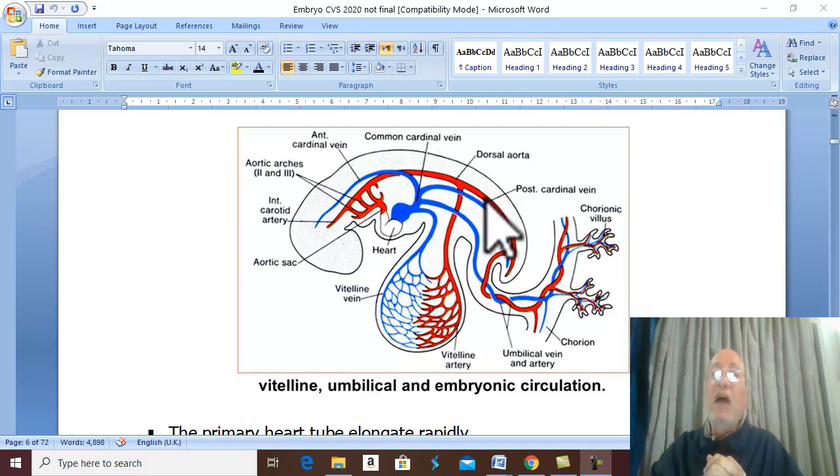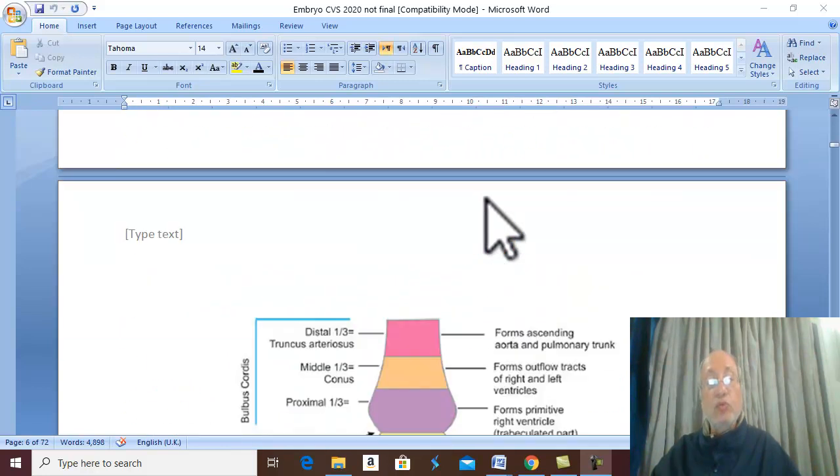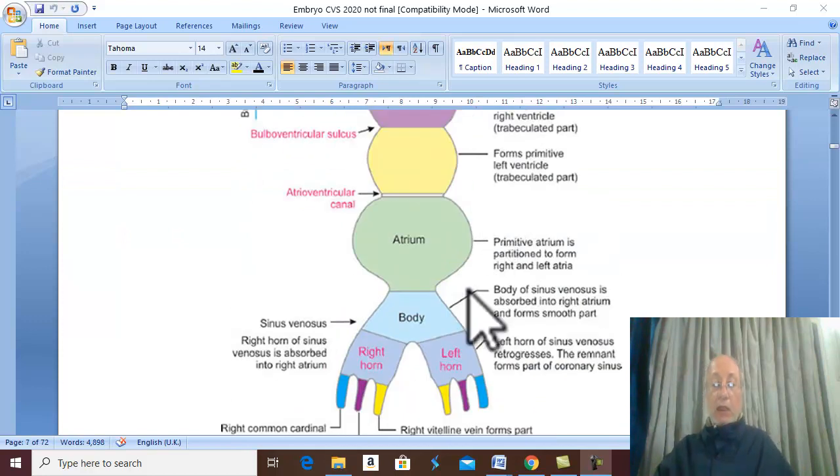leading to formation of the primitive heart chambers, which are, from caudal to cephalic, first of all this chamber, which is called the sinus venosus. The sinus venosus consists of a small central part and 2 horns, right and left, called the sinus horns. This is the sinus venosus, which is most caudal.